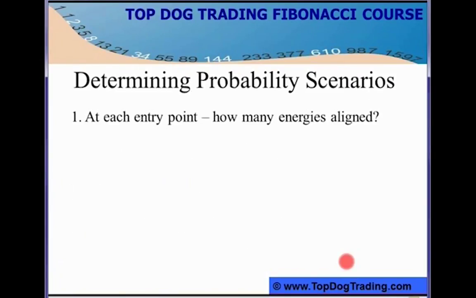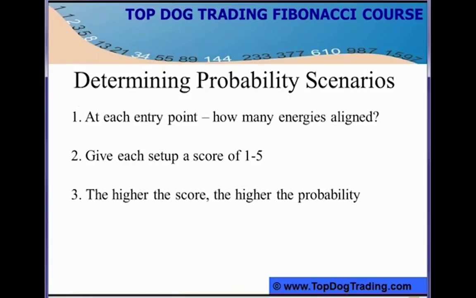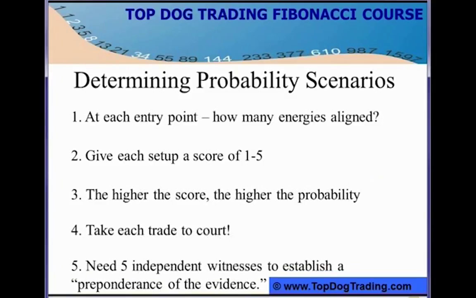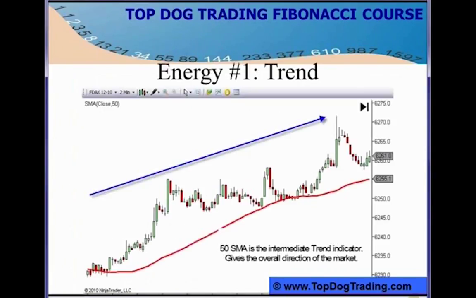So as I said, I use this to determine a probability scenario. I ask myself at any one particular point when I'm looking to enter, how many of those energies are aligned? I give it a score of 1 to 5. The higher the score, the higher the probability of success. I liken this to taking each trade to court. I need 5 independent witnesses to establish a preponderance of the evidence.